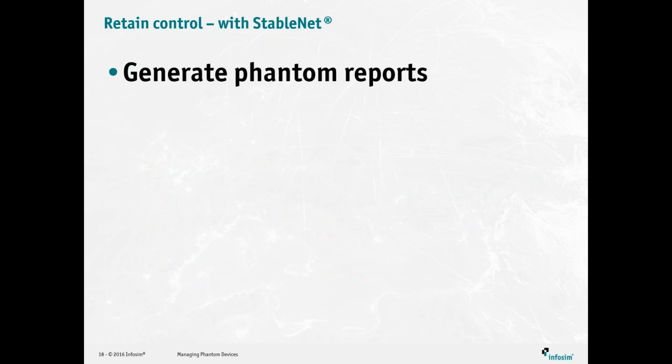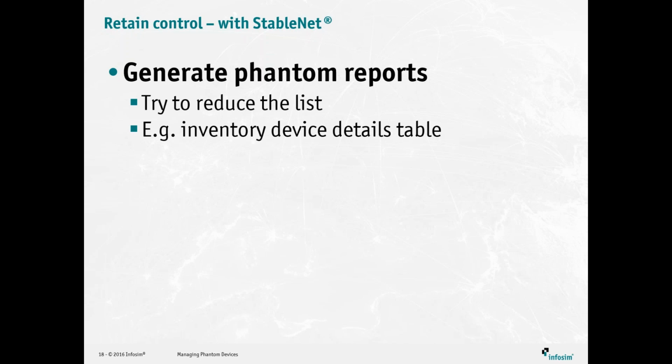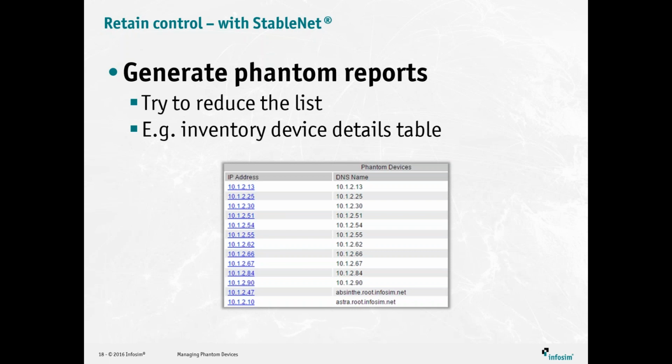So, and once you have those devices in your system, you can generate phantom reports. So you can generate a list and try to reduce it, or you should definitely reduce it so that you actually get rid of those devices that you would call a phantom device. What you can use in StableNet is, for example, the inventory device details table, which then might look like this.